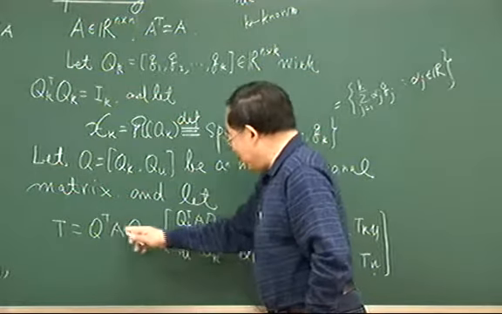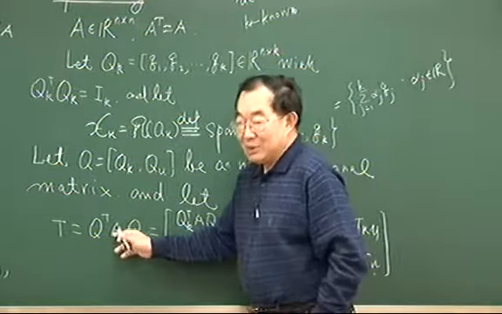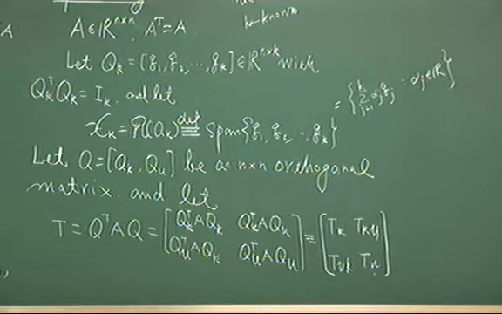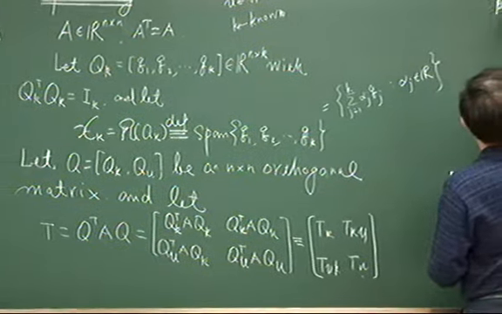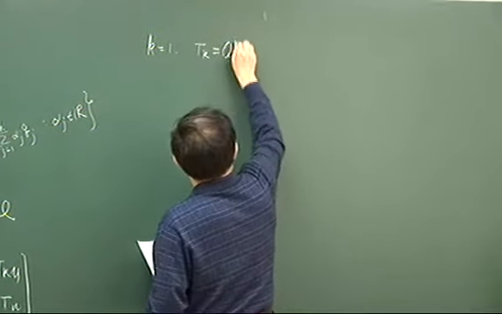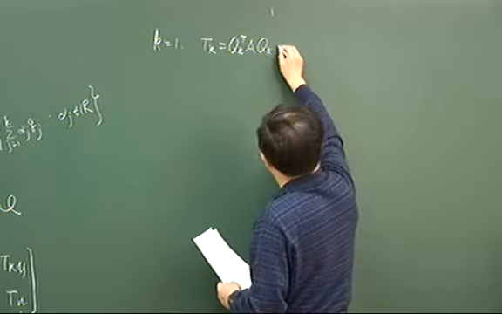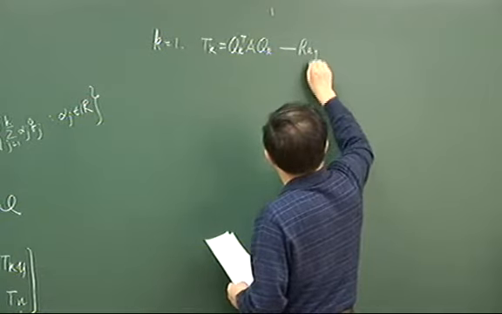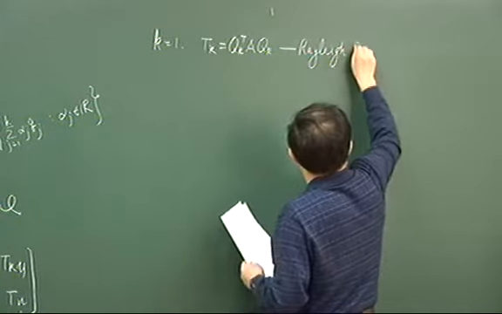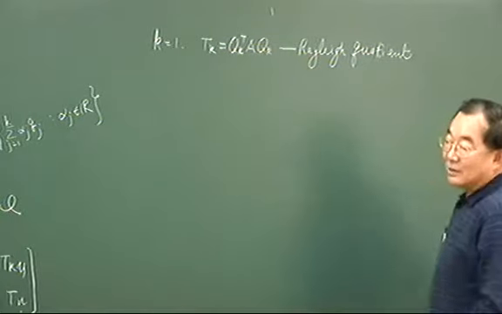Because this matrix is similar to this matrix, the eigenvalue must be an eigenvalue of this matrix. Now for K equal to 1, TK is QK transpose A QK, which is just the Rayleigh quotient.